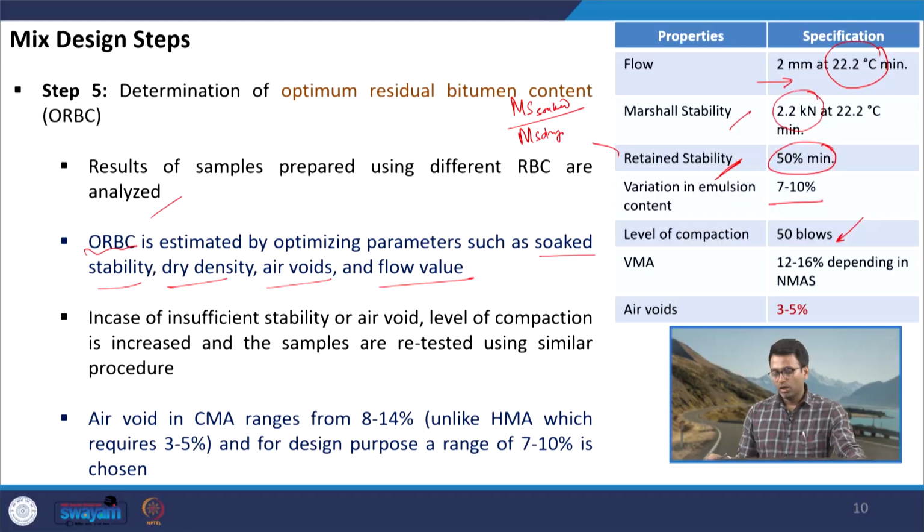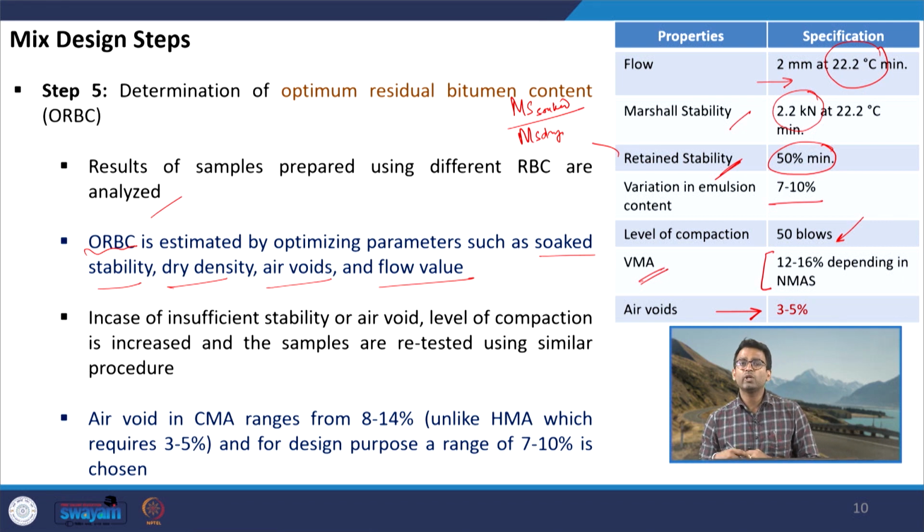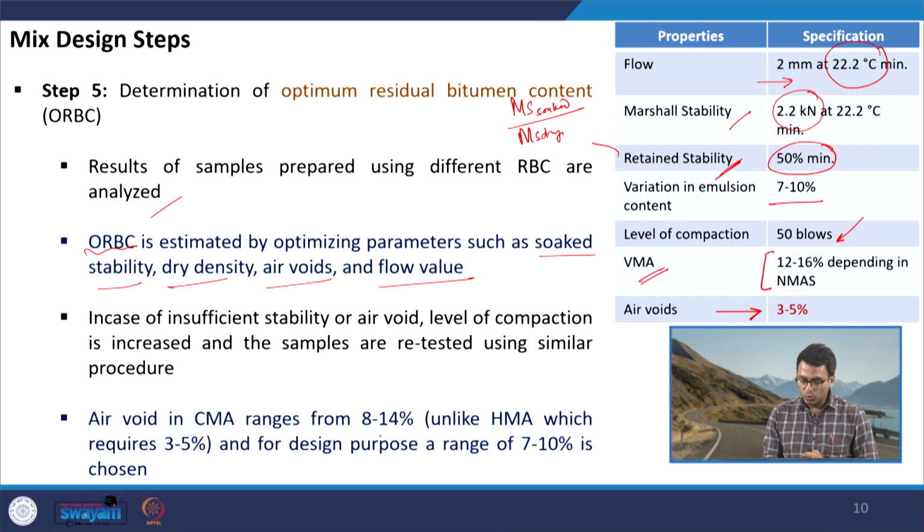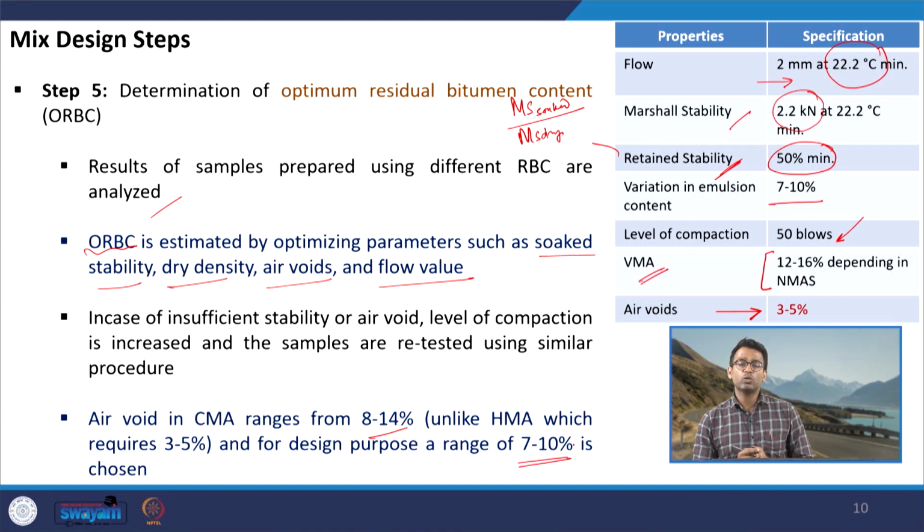So as I said, the gradation also depends on the specification, and VMA is a function of the nominal maximum aggregate size. So the ministry has given a table, depending on the nominal maximum aggregate size, where the minimum VMA ranges typically from 12 to 16%. Now, as per the Ministry of Road Transport and Highways, the air void required in the cold mix asphalt should range from 3 to 5%. Now this criterion is seldom met because typically in cold mix asphalt the range is somewhere around 8 to 14%, and for design purposes mostly it is taken as 7 to 10%.